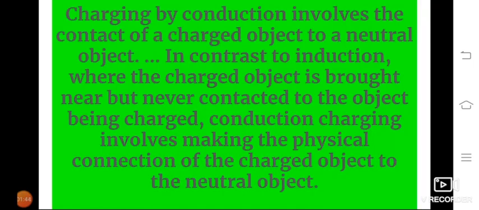Next, charging by conduction involves the contact of a charged object with a neutral object. Neutral means it doesn't carry any charge. So when it touches the neutral object, it conducts electricity. In contrast to induction, where the charge is brought near but never contacts the object. Even if it is not contacting the object, it is still conducting electricity.